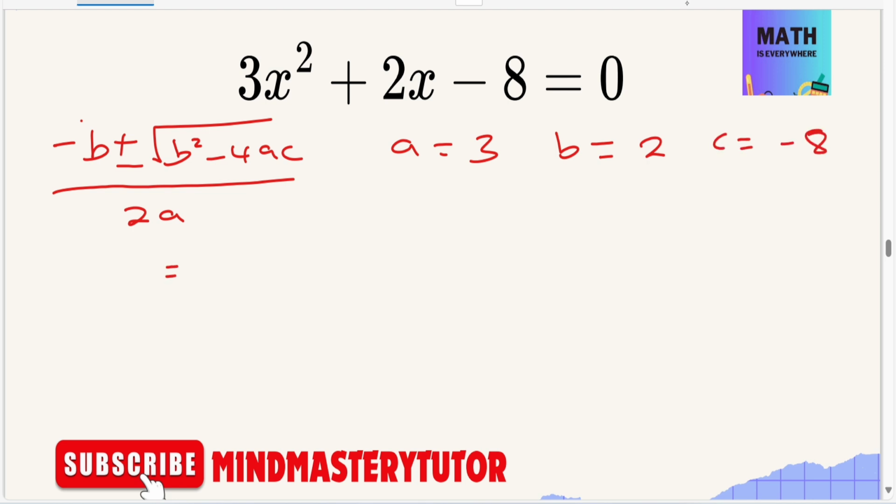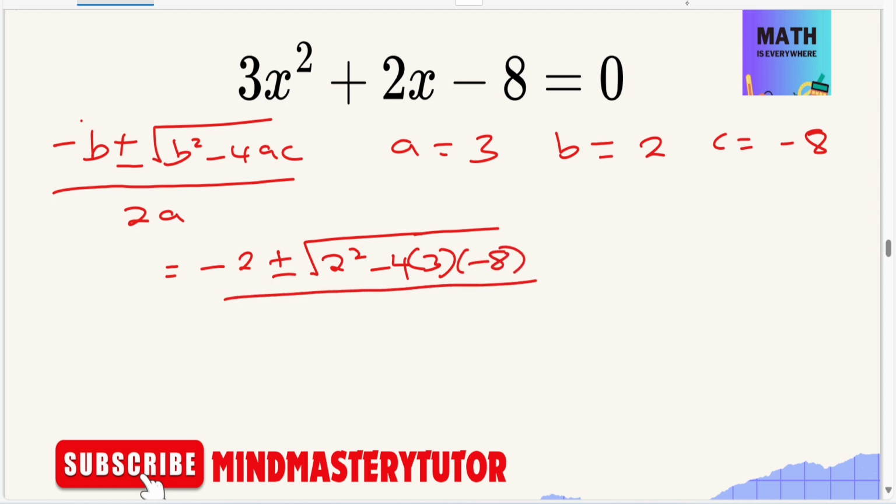So minus b, so utaweka minus 2 plus or minus root of b squared, which is 2 squared, minus 4 times a times 3 times c yako ni negative 8. Divide by your 2a, and your 2a is 2 times 3. So hiyo ndio kutafuta x yetu.